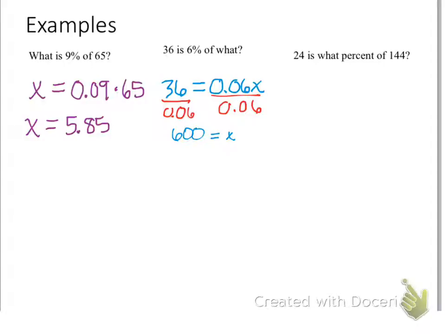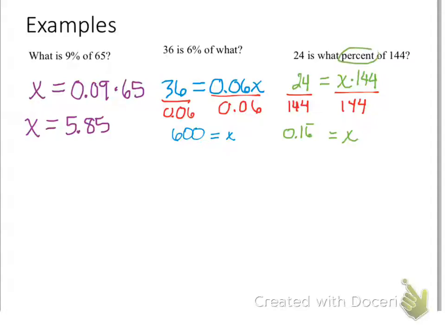Let's direct translate this last one. 24 is what percent of 144? Divide both sides by 144. 24 divided by 144 gives me x, oops, wrong color, x equals 0.16 repeating.